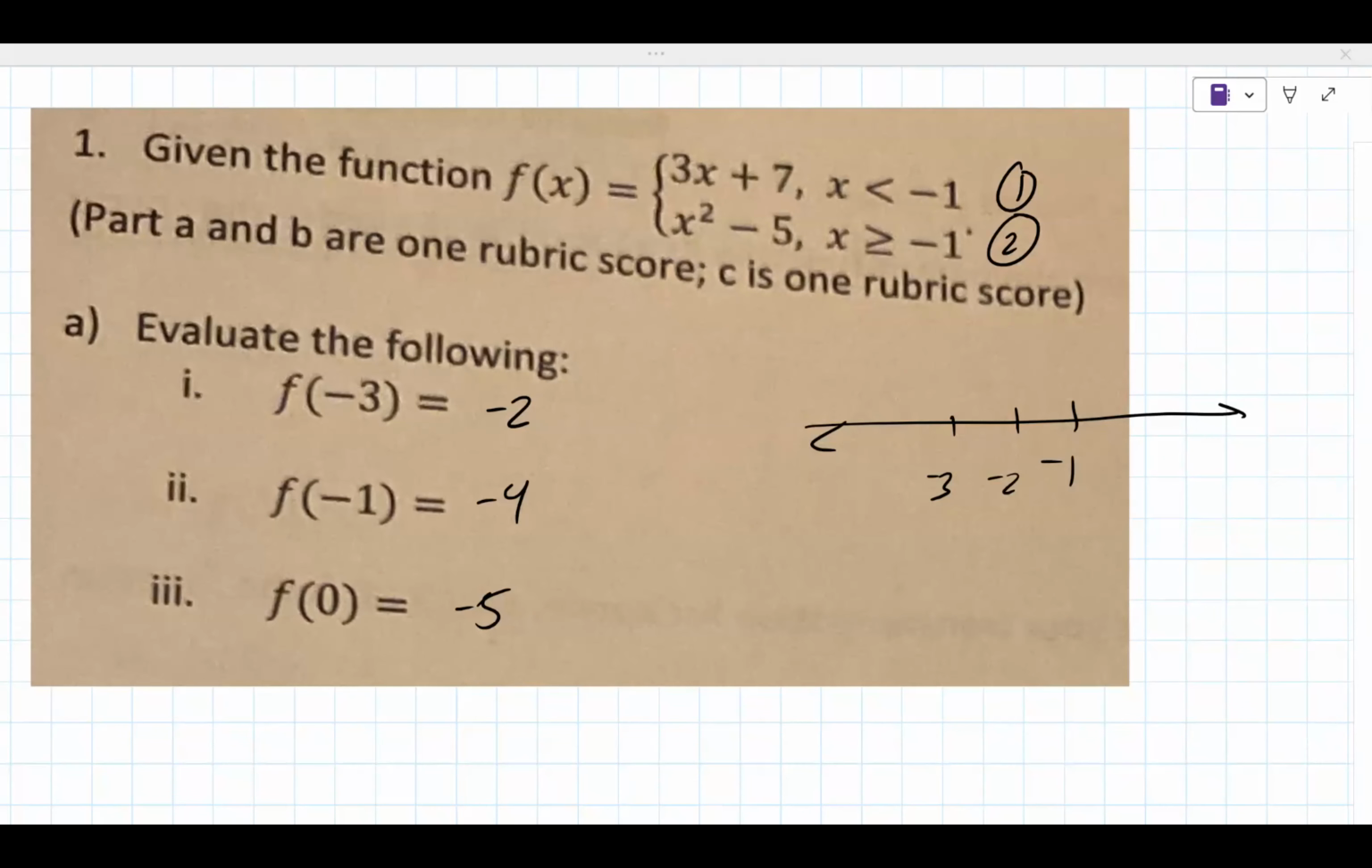And then I would put those points onto a graph. Well, no, that's different. That's way different. We're not graphing, we're just evaluating.